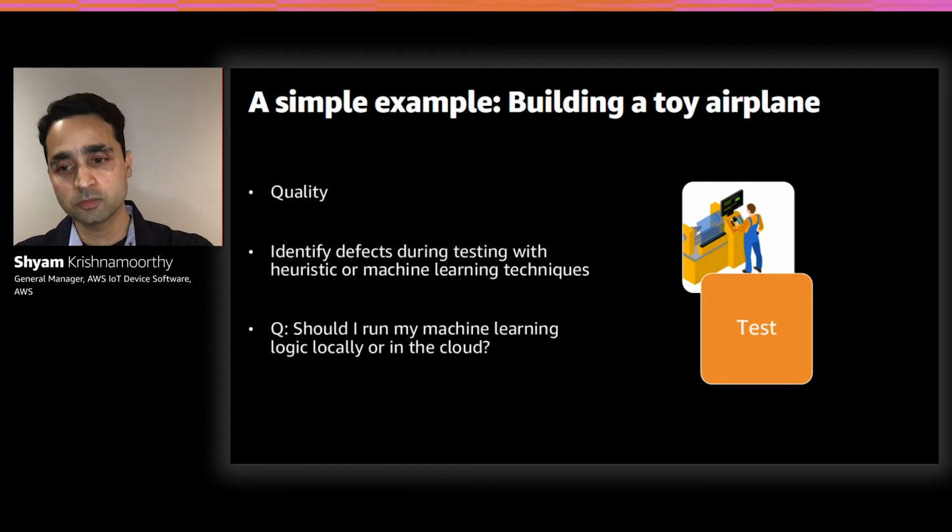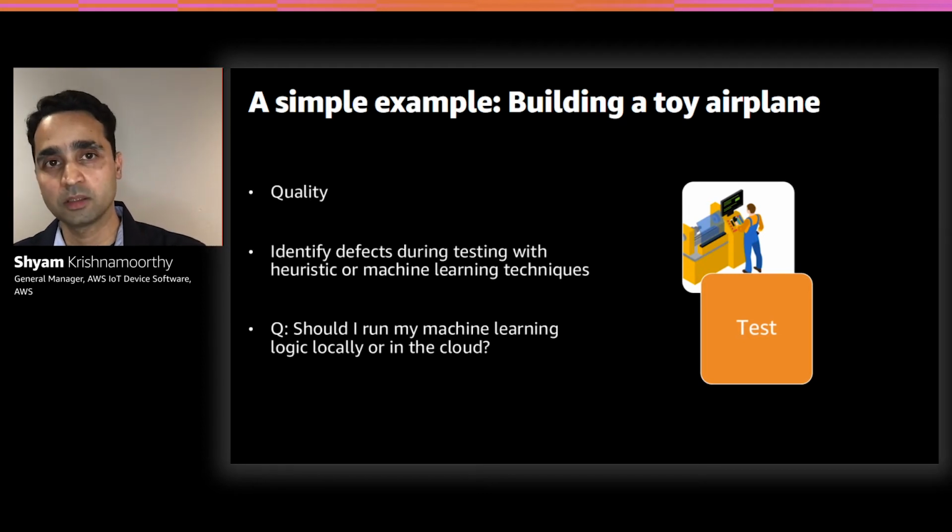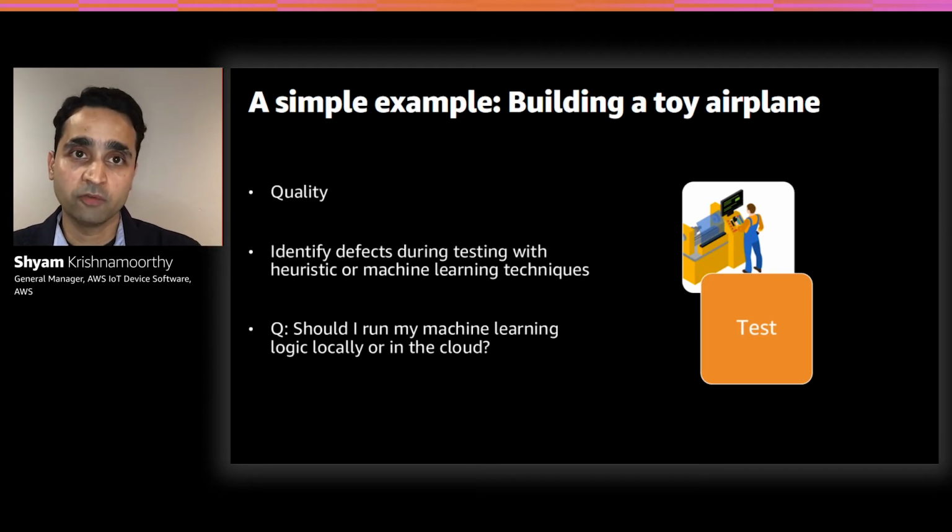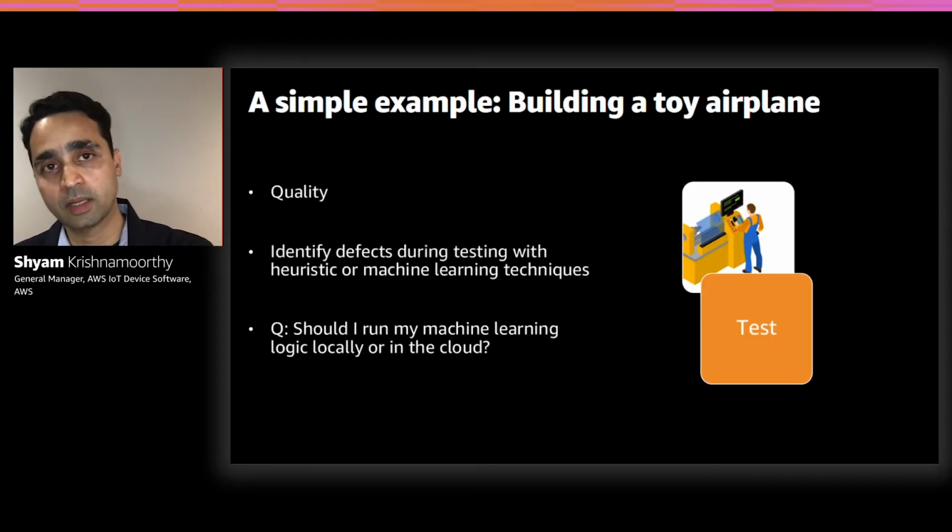But if I want to use machine learning on camera data to identify quality issues, then I have to have training done on my machine learning, and then I have to do inference based on those training models. Do I want to do the inference locally or in the cloud? Do I want to do the training locally or in the cloud?